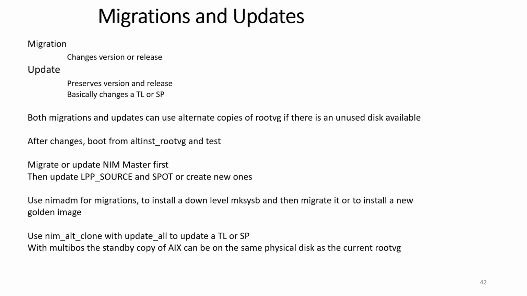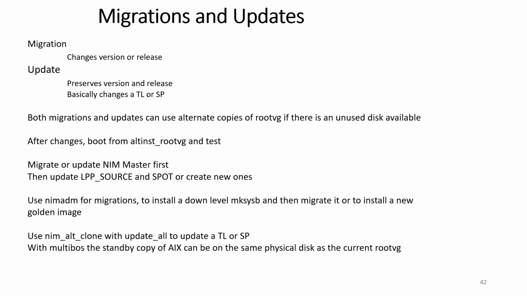Now when you're using NIM, you can use NIM to do migrations and updates. A migration is where the version or the release gets changed. With an update, you're preserving the version and release. So for an update, it's a technology level or a service pack, but a migration is used for versions. Both options can use alternate copies of rootvg as long as you have a second disk available. It will put all the changes on the alternate disk, and after the changes you can boot from that alternate disk and test it.